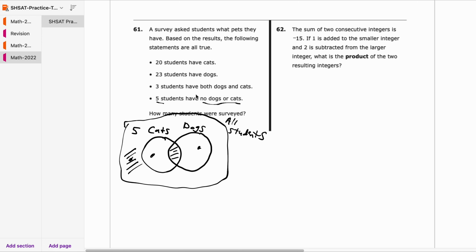And then 3 students that have both dogs and cats, right? So this right there, that's size 3. And then 20 students have cats, so I'll put it here. 23 have dogs.